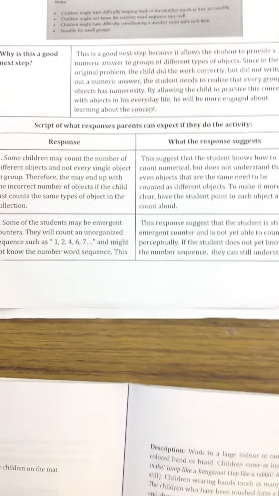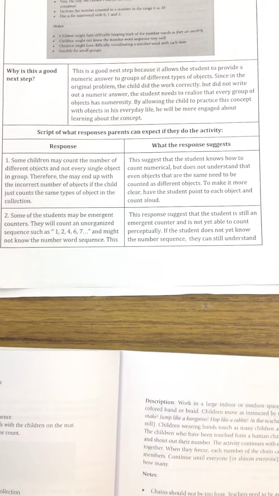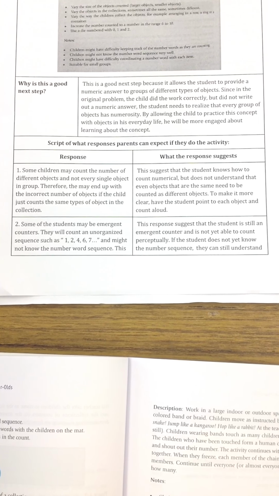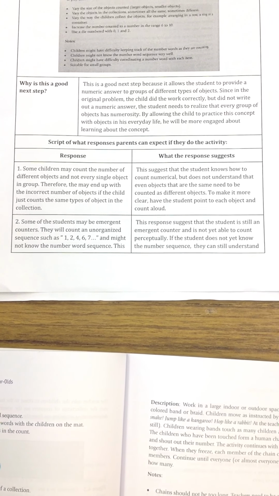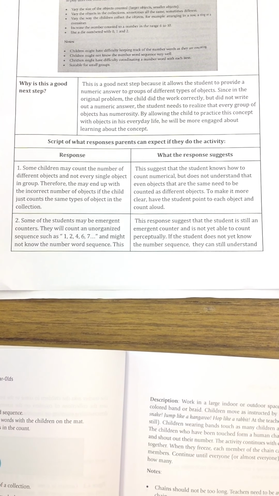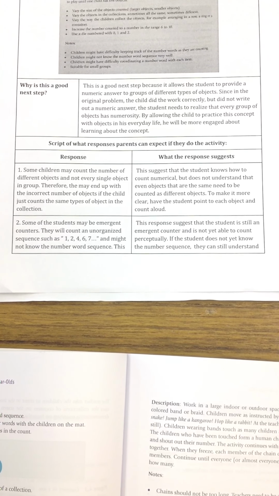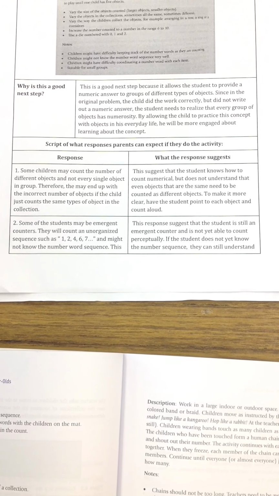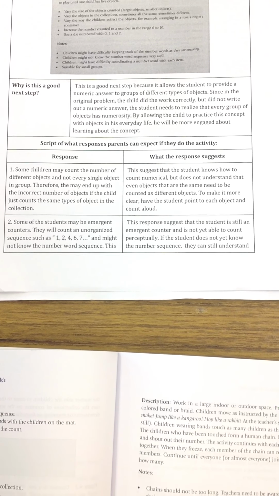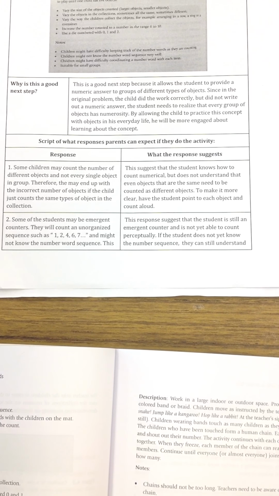Why is this a good next step? This is a good next step because it allows the students to provide a numeric answer for groups of different types of objects. In the original problem, the child did the work correctly but did not write a numeric answer. The student needs to realize that every group of objects has numerosity. By allowing the child to practice this concept with objects in everyday life, he will be more engaged about learning the concepts.